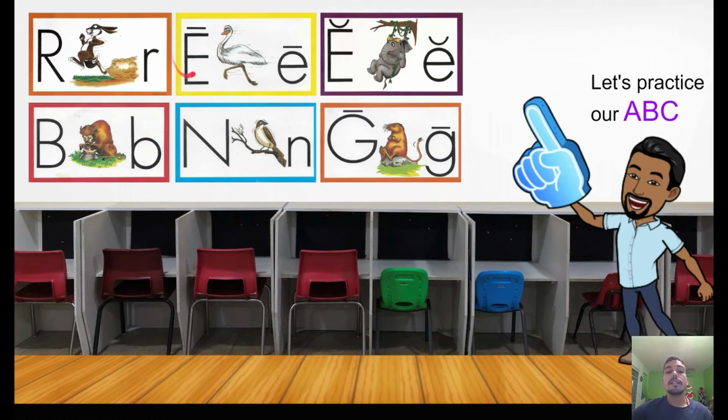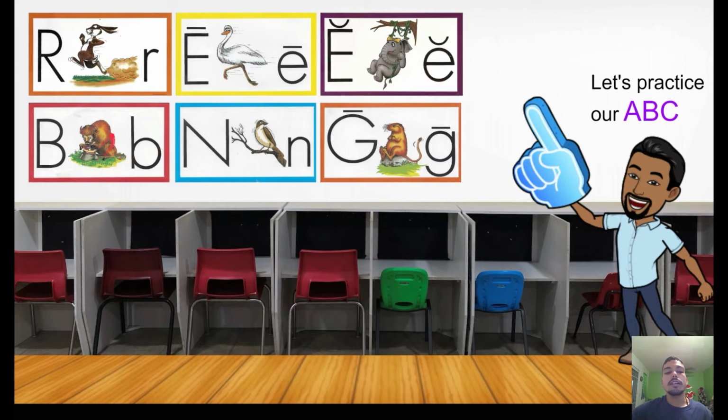And emu has a letter that sounds E. So when you see the letter E with the line on top, it's going to sound E. The next friend here, its name is elephant. An elephant has a letter that sounds eh. So when you see the letter E with the U on top, it's going to sound eh.